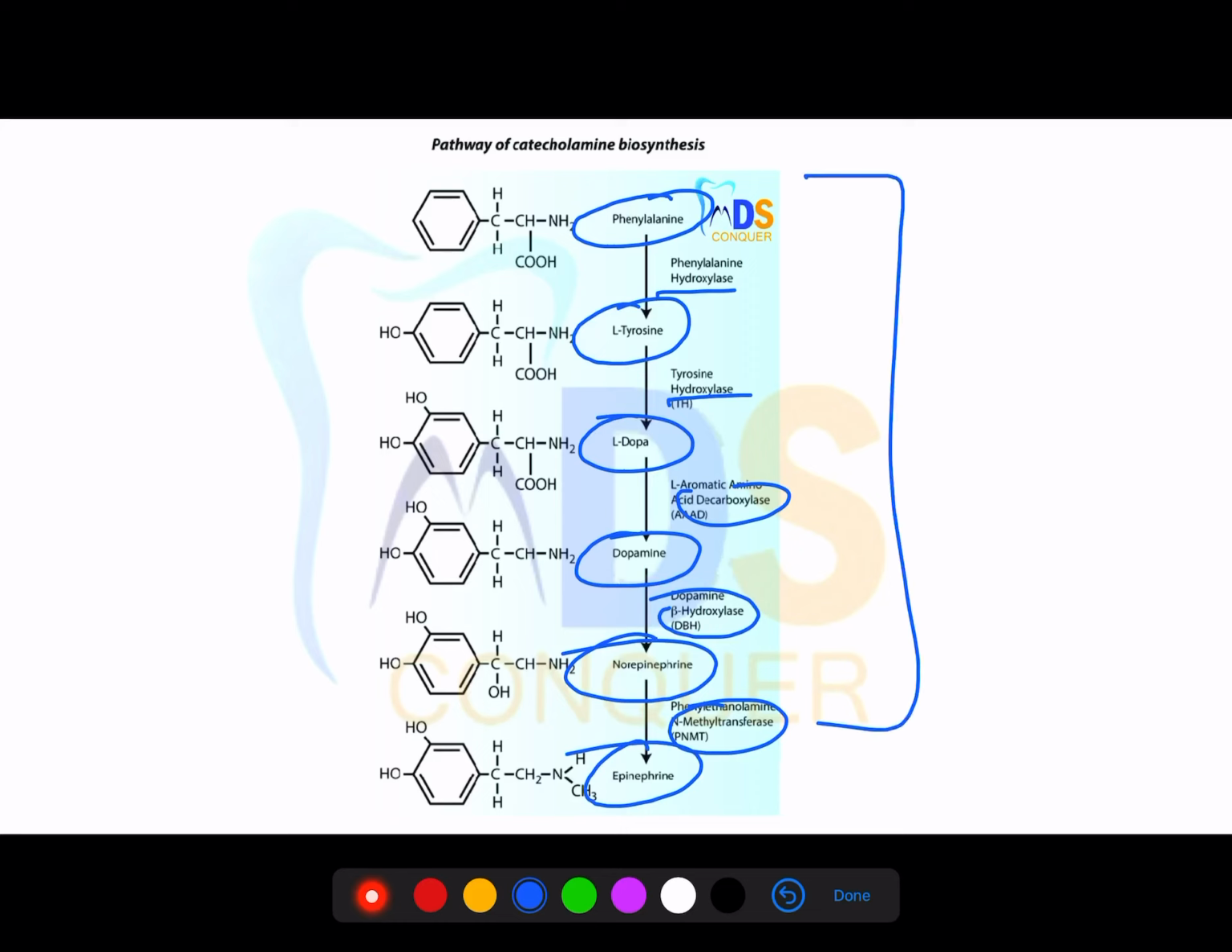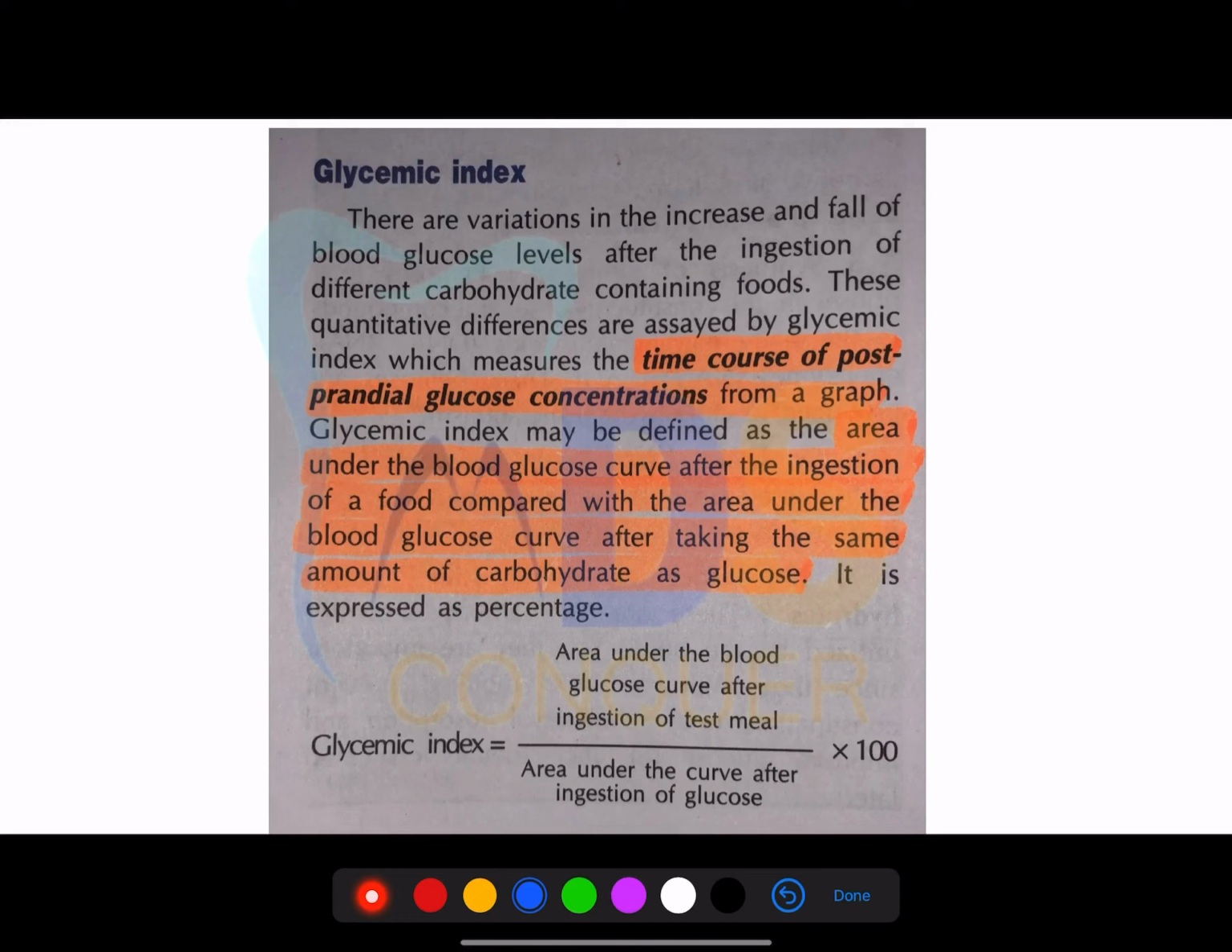They can ask you which enzyme converts this to that, or they can ask you the starting product or the ending product. Many questions were there on this particular area. For example, recently in one of the examinations, they asked what is the type of reaction for converting L-dopa to dopamine. The answer is decarboxylase.